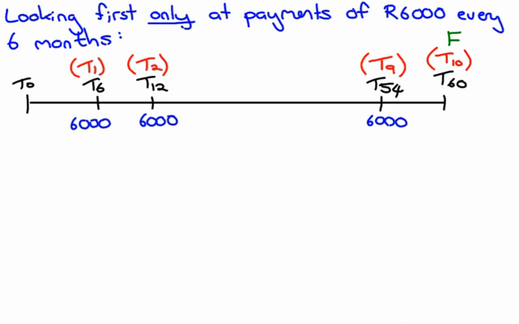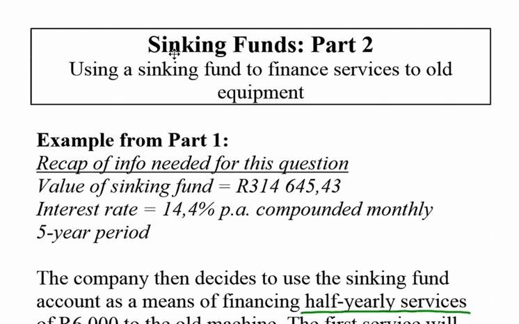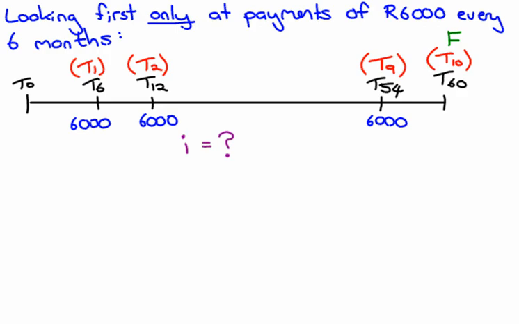But now we've got a bit of a problem because we need to know our interest rate. We need to know what interest rate are we working with. Okay, now we know from our recap here that our interest rate is 14.4% per annum compounded monthly. However, we've got a problem because remember your compounding period has to match your payment period. Now, according to this timeline, payments of 6,000 are made every 6 months, but our interest rate is monthly. So you need to match your interest rate to your payment period.